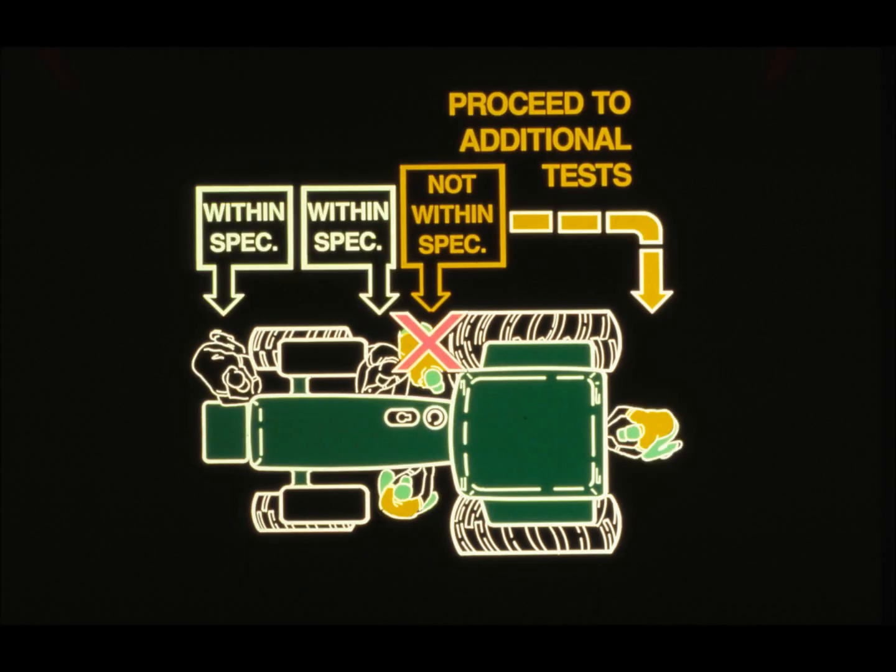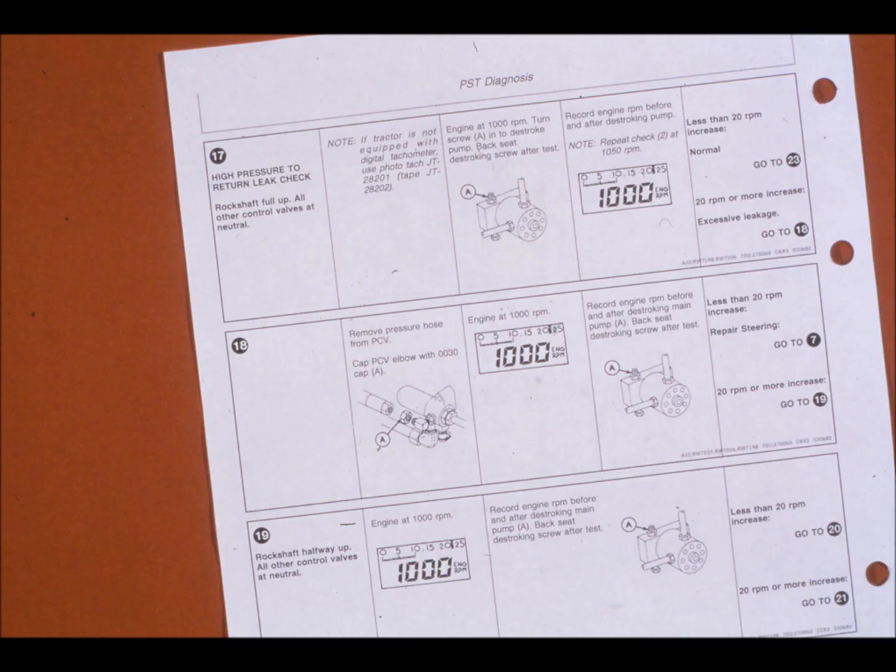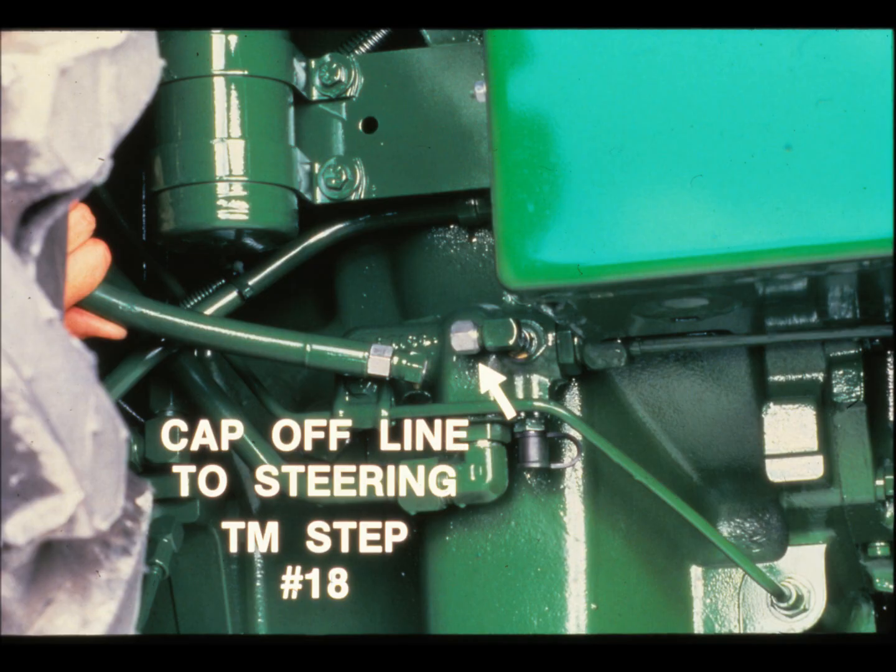For example, let's go back to the test for high pressure to return leaks. Turn to step 17 and press the restart button. Step 17 calls for recording engine speed both before and after destroking the main hydraulic pump. Assume that engine speed has increased more than 20 RPM when the pump is destroked. This identifies a high pressure to return leak. But where exactly is the leak? The diagnostic procedure directs you to the next step.